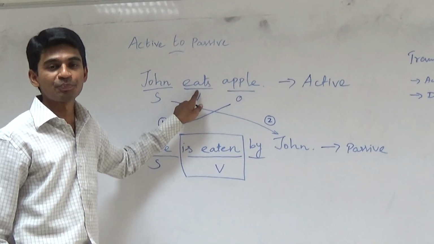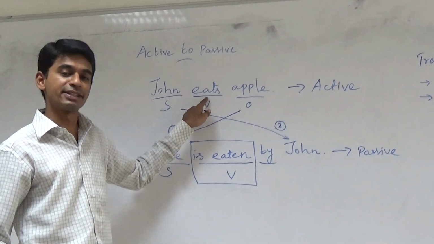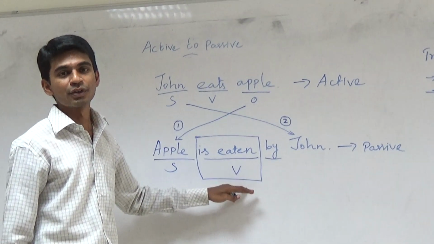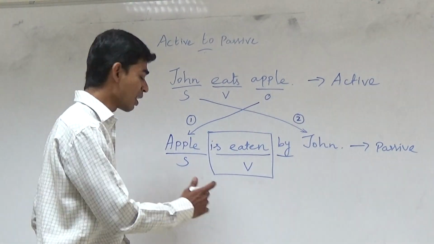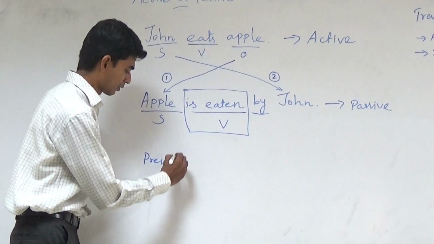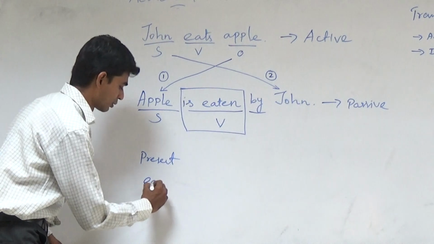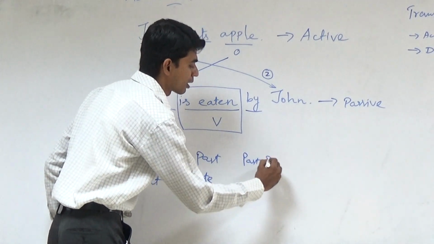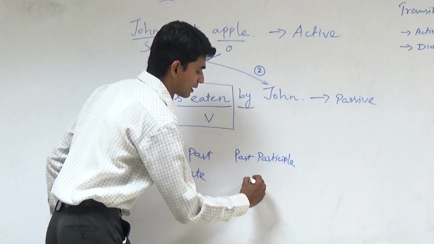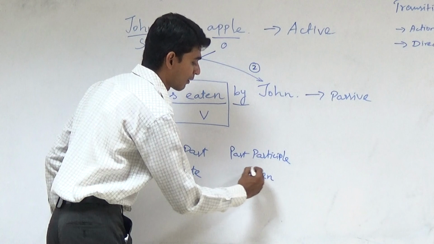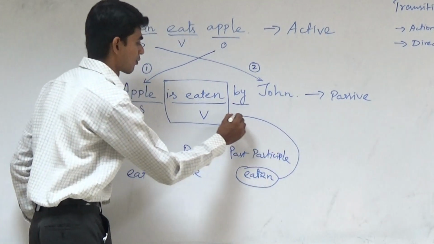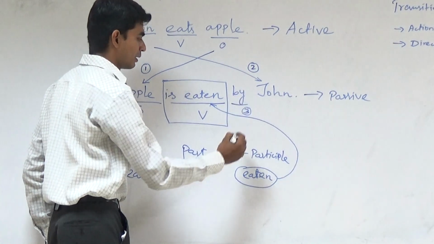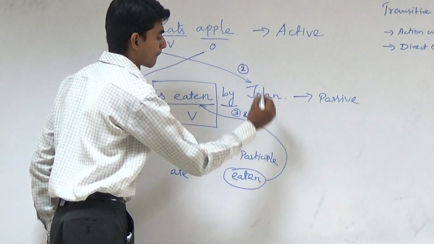The base form of this word, eat, is eat or eats. Now, when I convert this into passive voice, I have changed it to eaten, which is the third form of the word eat. The past form of it is ate, and the past participle form of it is eaten. So I have used this past participle form, eaten, here. So that is rule number 3 and 4. Right.